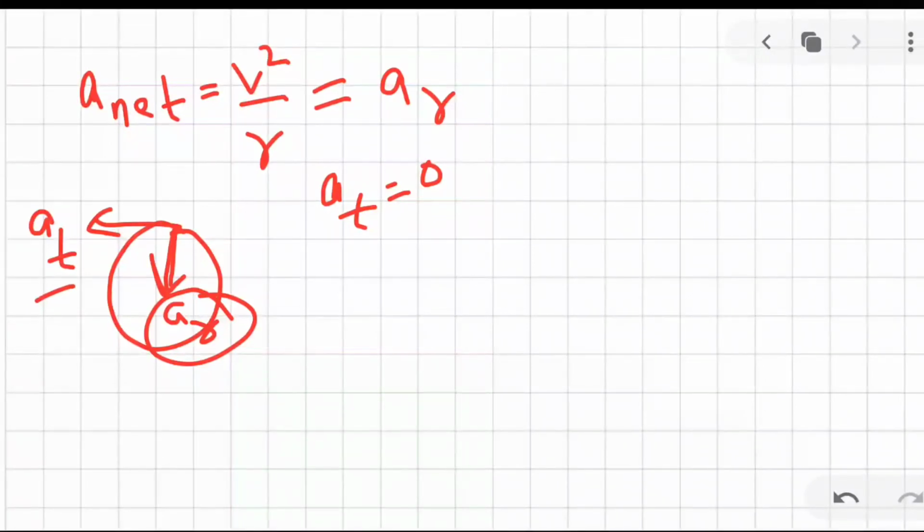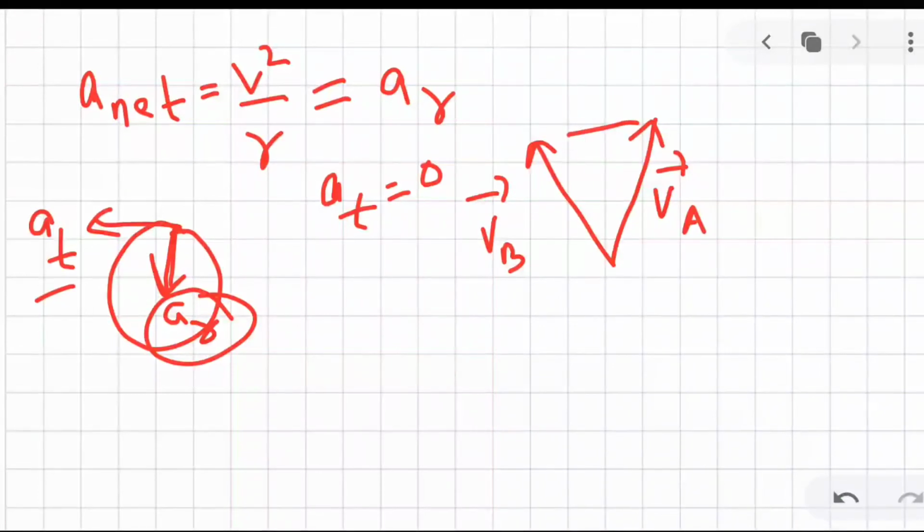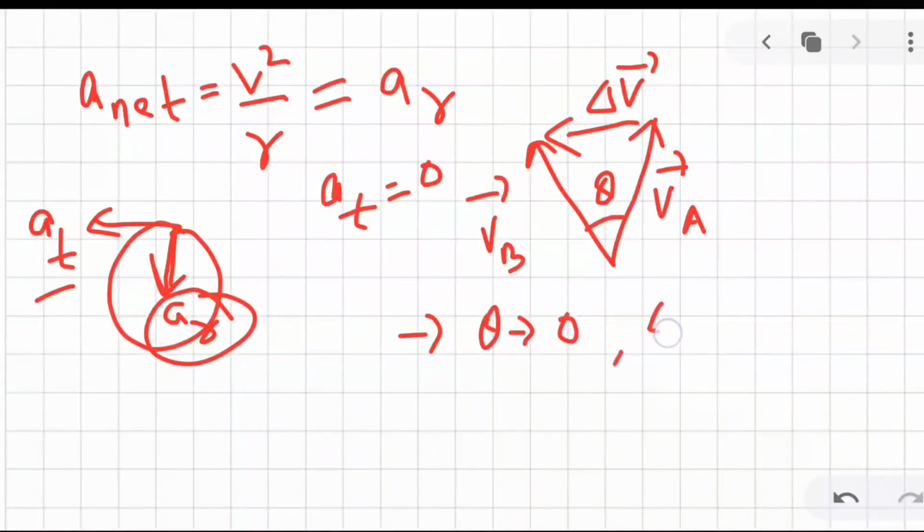See, we had this as velocity VA, this is VB, and this is delta V, and this is theta. Now for small theta, that means theta tends to 0, delta V will be perpendicular to VA.